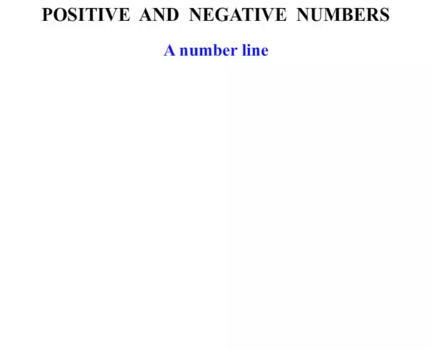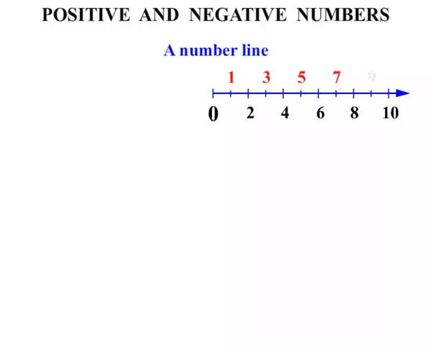Now let's consider this number line. We're starting at 0. We're going up 2, 4, 6, 8, 10. I've just gone up in 2s there, but the numbers in between them would be 1, the 3, the 5, the 7, and the 9 as well. So there are our positive numbers.